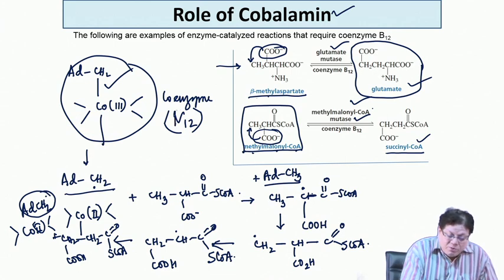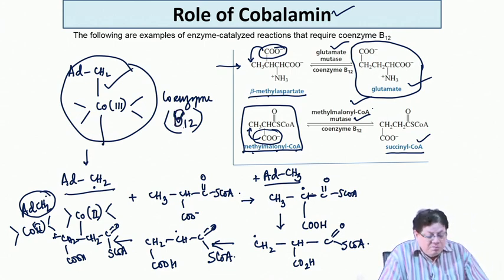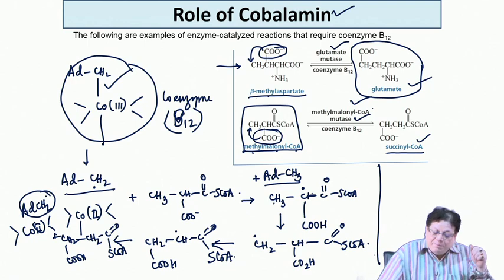Sorry, vitamin B12. Okay. So, that is the mechanism. The other mechanism that is possible is that this initially abstracts hydrogen from here, CO2H migrates there and it forms the radical here, and then that abstracts the hydrogen from the AdCH3. That is also possible. Okay.